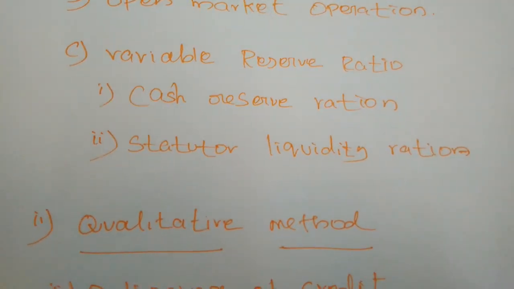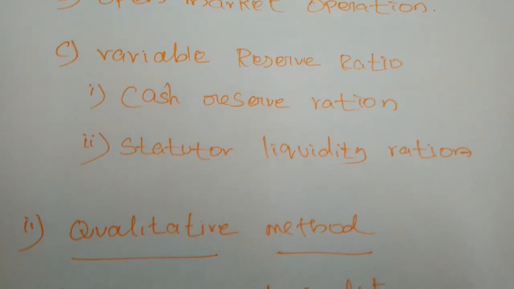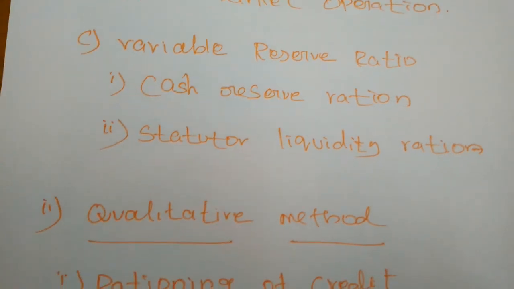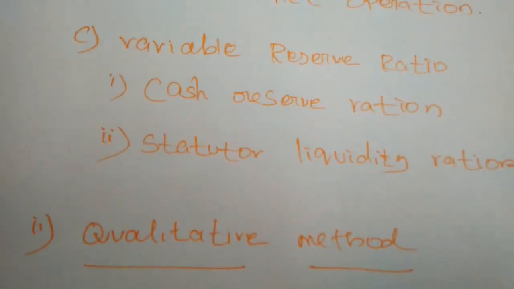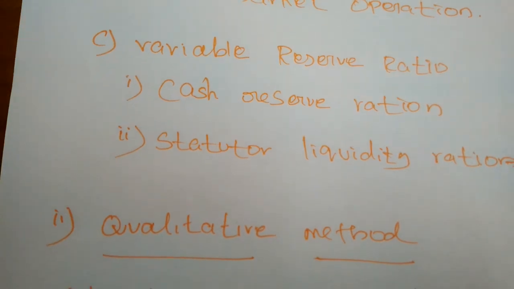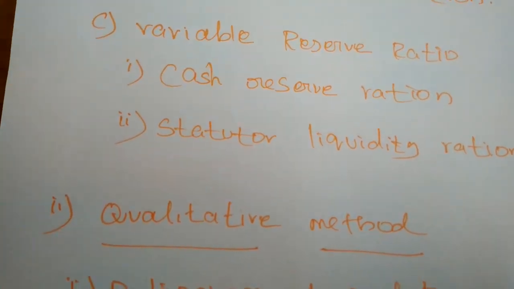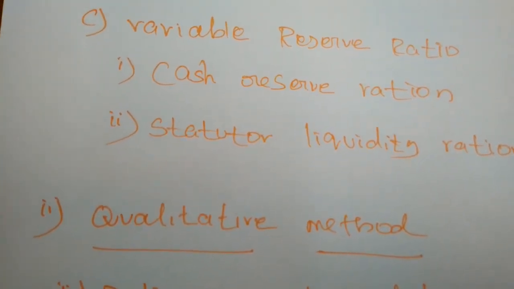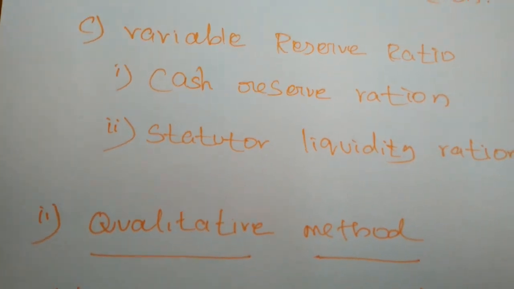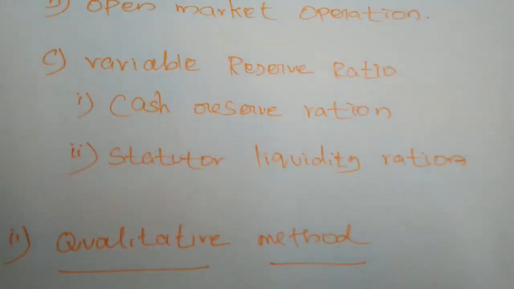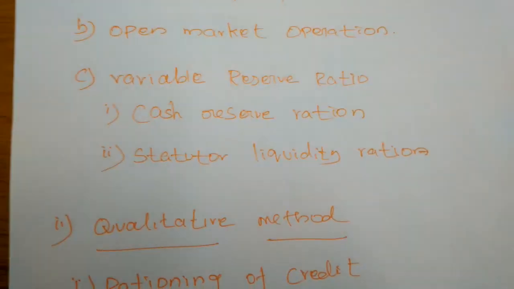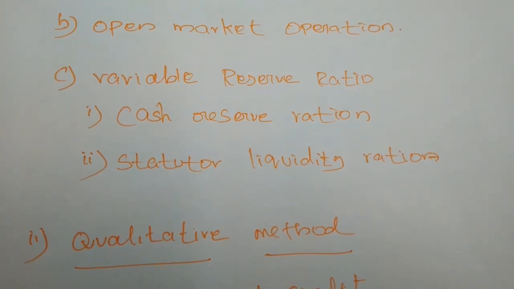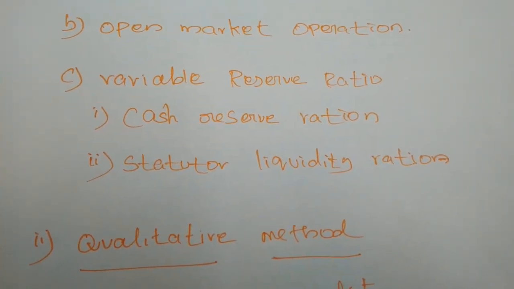Next is the statutory liquidity ratio. The statutory liquidity ratio is the amount which a bank has to maintain in the form of cash, gold, and approved securities. The quantum is specified as some percentage of the total demand and time liabilities, which are payable on demand anytime. So all the commercial banks must submit some amount of money in the form of cash, gold, and some matured securities.